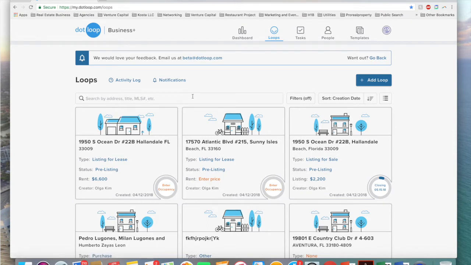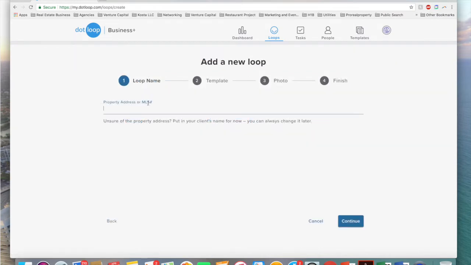So at first, to create a lease, if you have clients who want to, let's say, rent an apartment, what we first do is create a loop. So click add a loop. Name the loop by the property address.